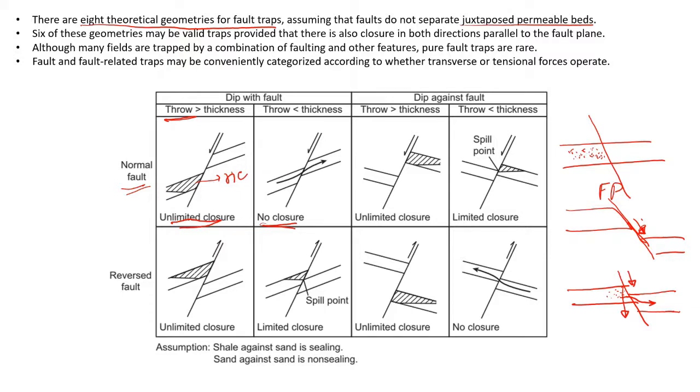But if it is the other way around, the throw is less than the thickness, then there may be a spill point and there is a limited closure. So there are chances that the oil may or may not migrate through that spill point.